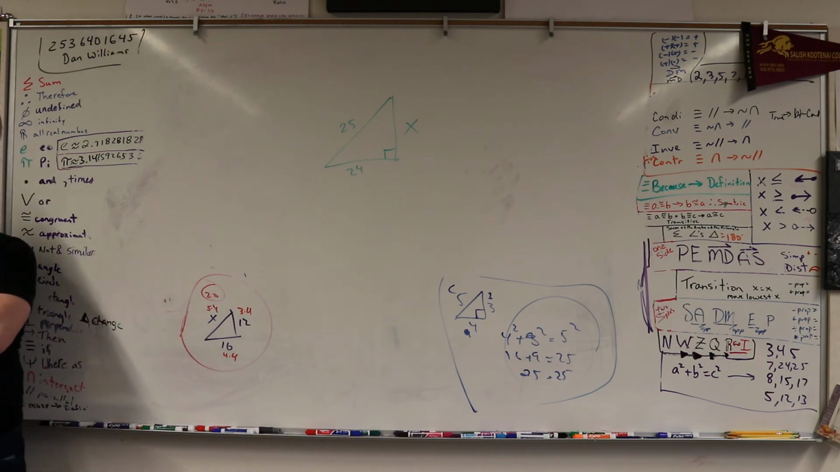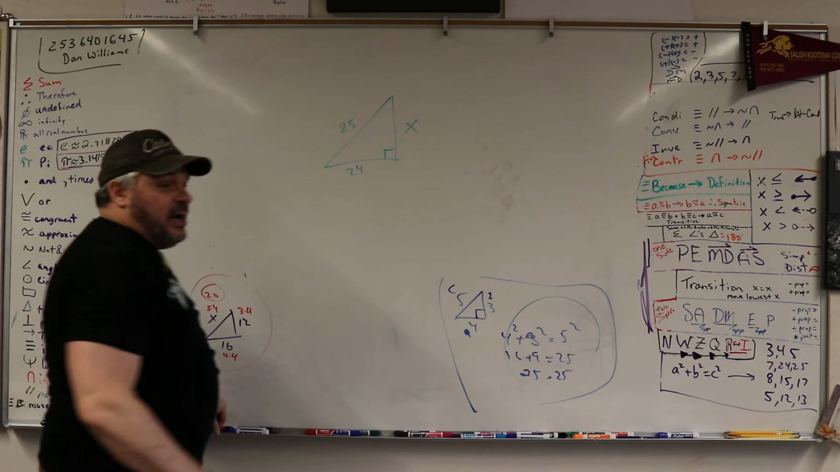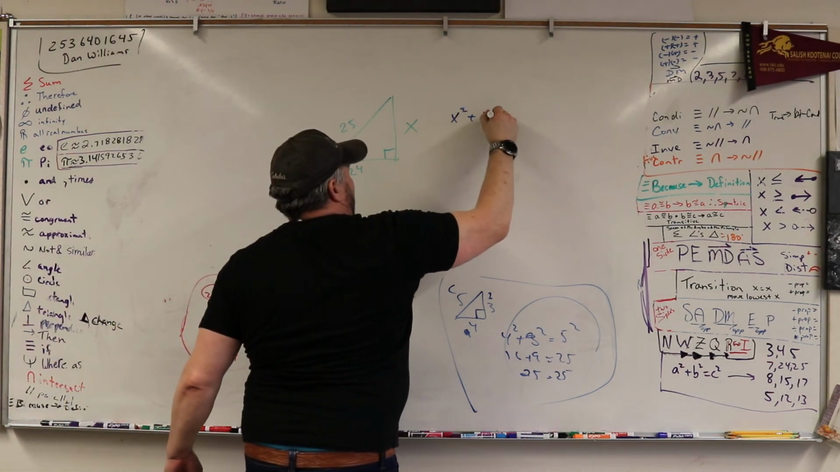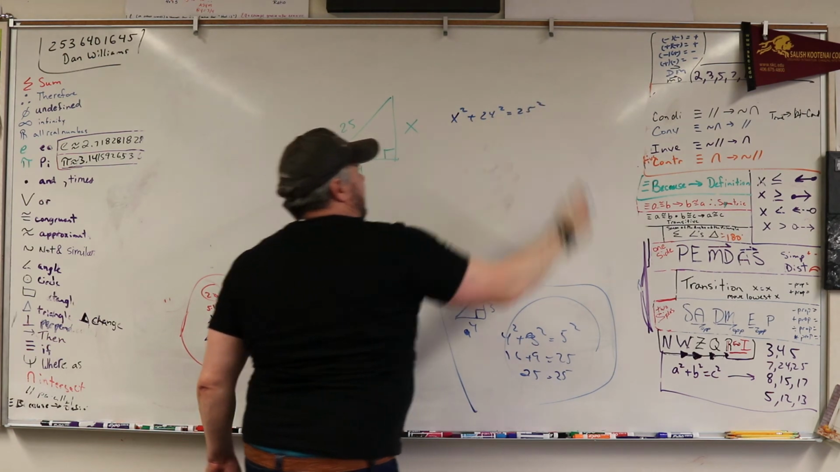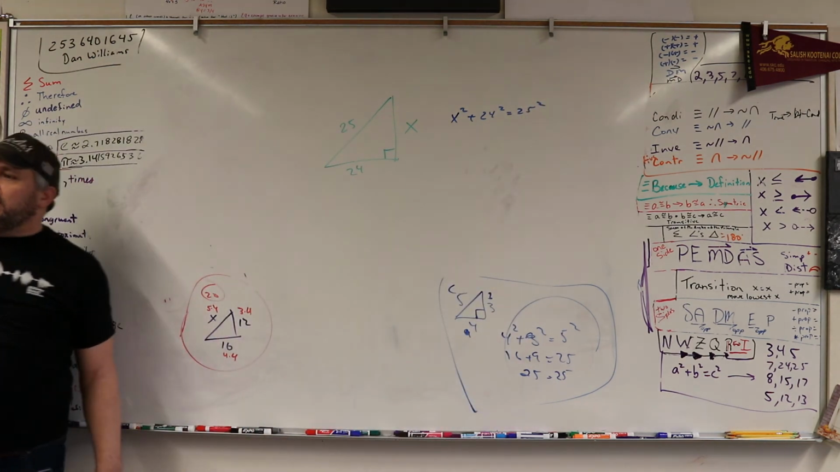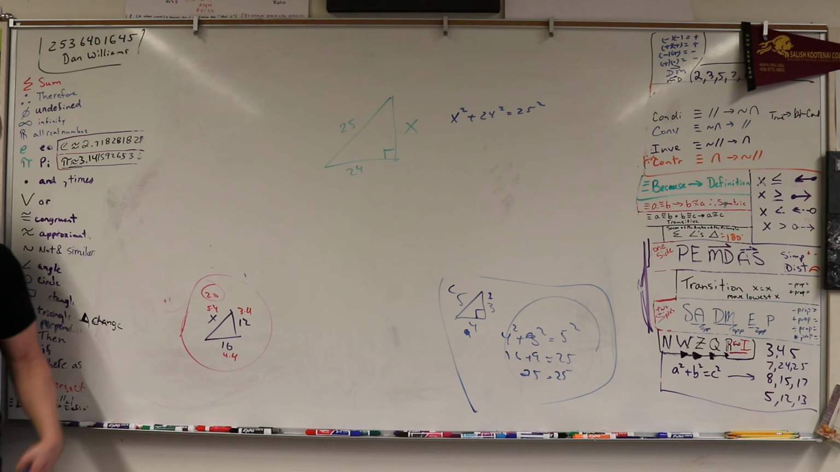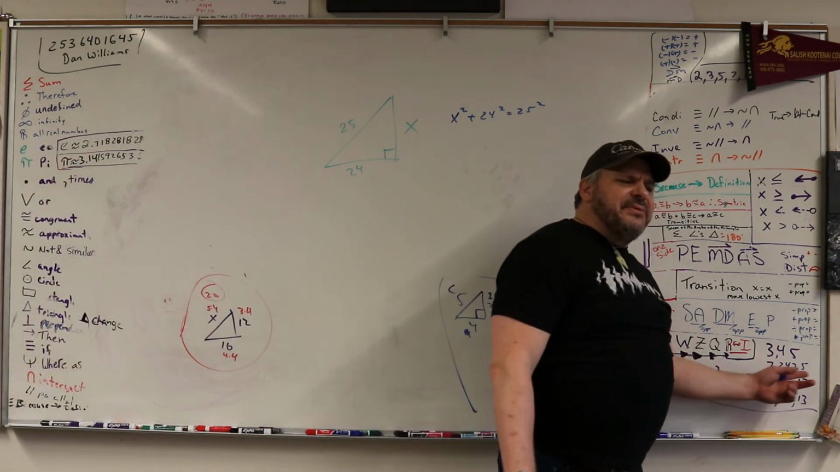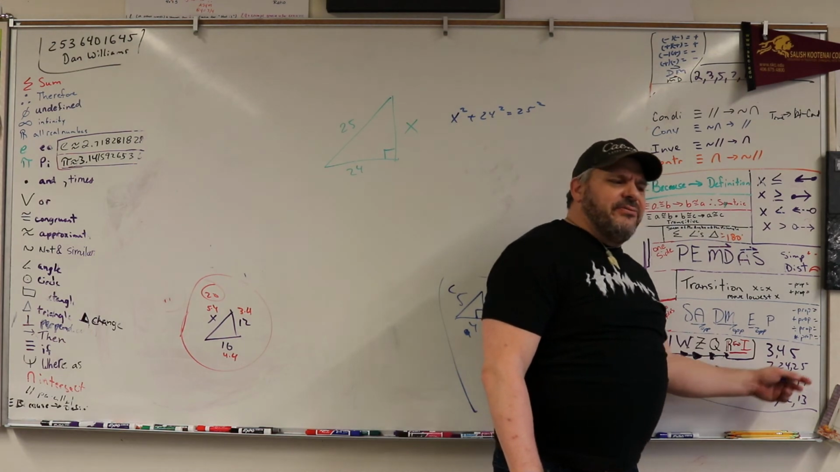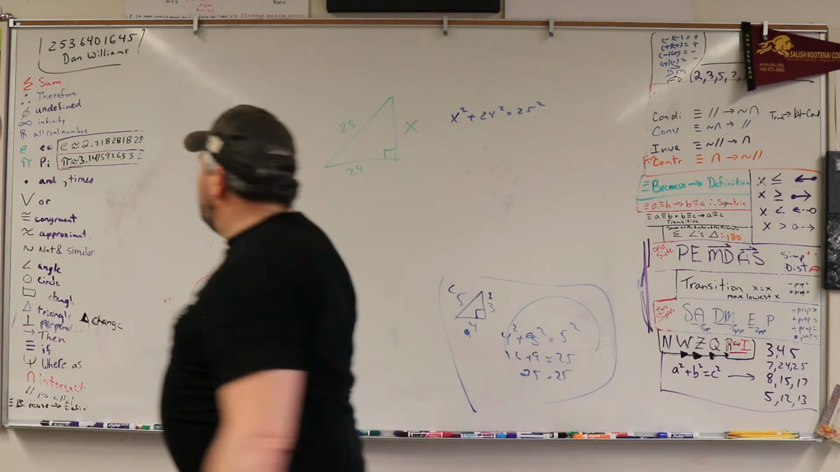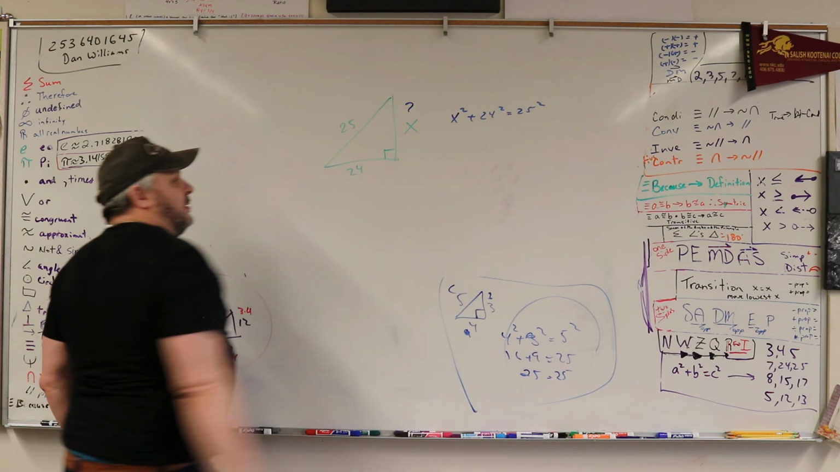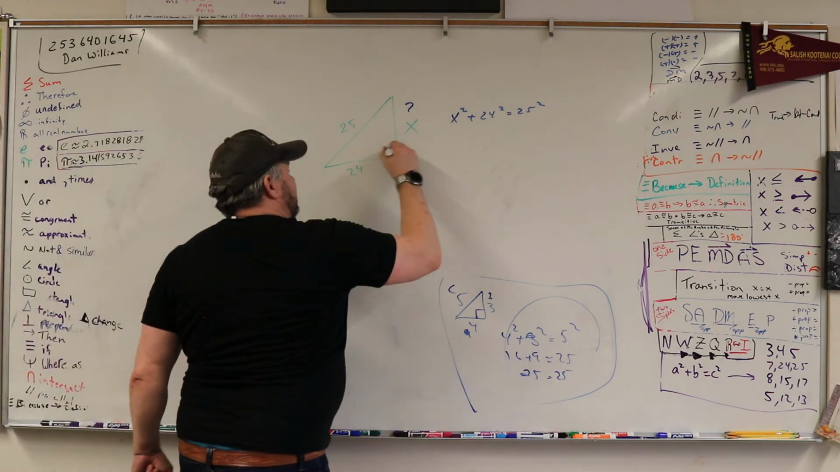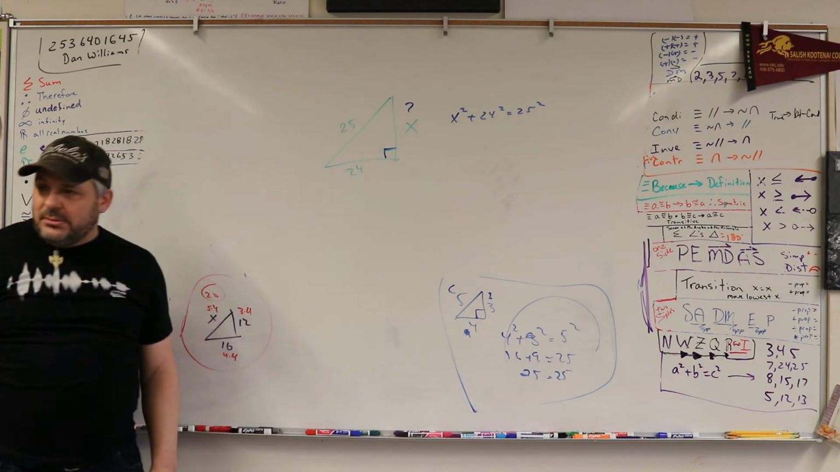Now we can set it up as x squared plus 24 squared equals 25 squared, right? But we could also look over here and go, wait a minute, 24, 25, I remember that. That's 7, 24, 25. Done. As long as this is a right angle.